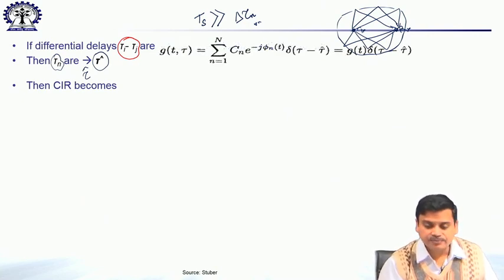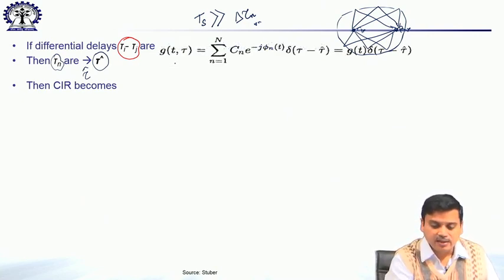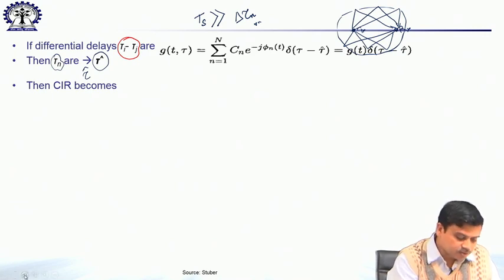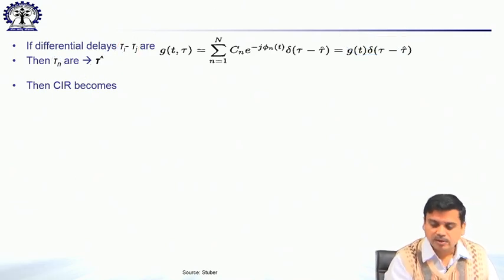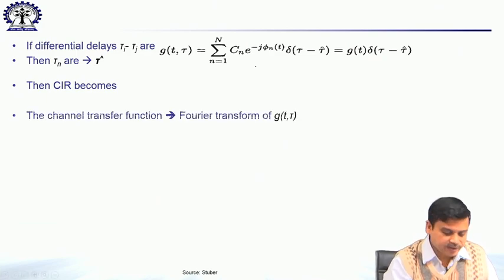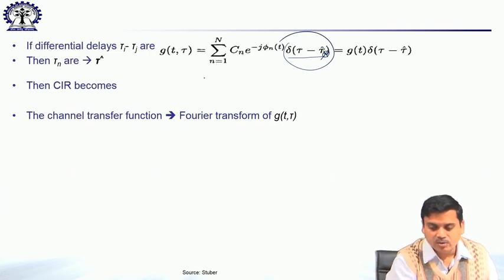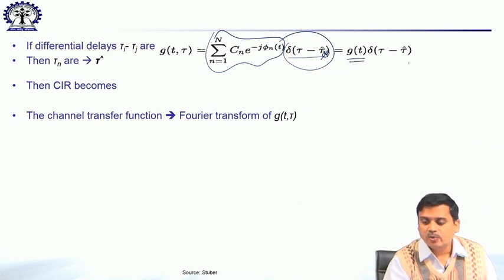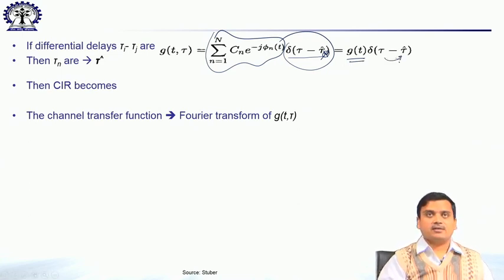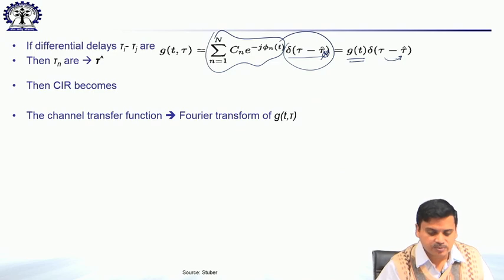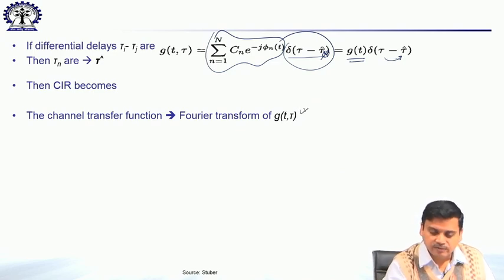So, under that condition we will find that the impulse response which we had written can be written in this form. That means, you are going to get delta of tau minus tau cap instead of tau n. So, you are removing this tau n, and hence this goes out of the summation. So, this entire set can be written as g(t) with the single delay factor. So, that is the channel impulse response, and you are interested in the Fourier transform of it.